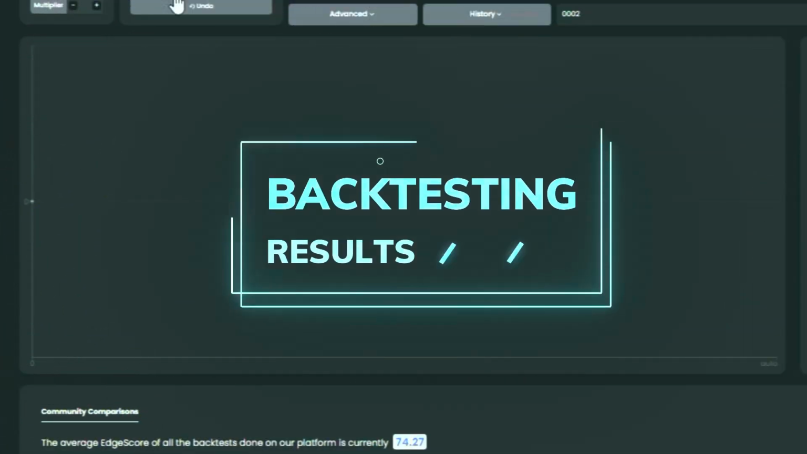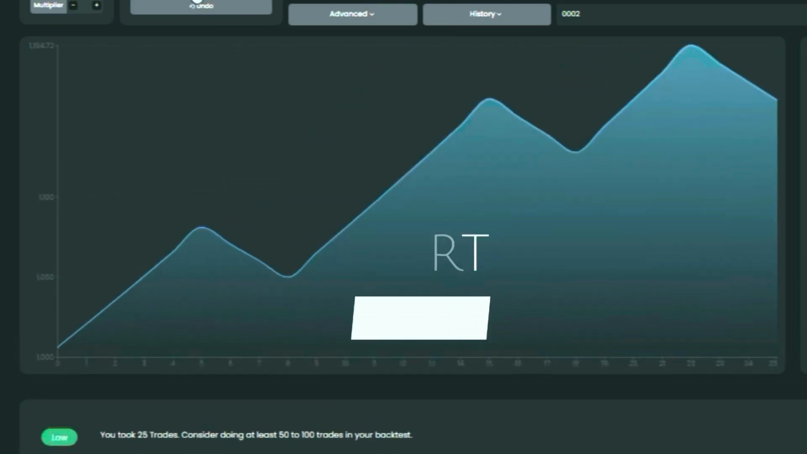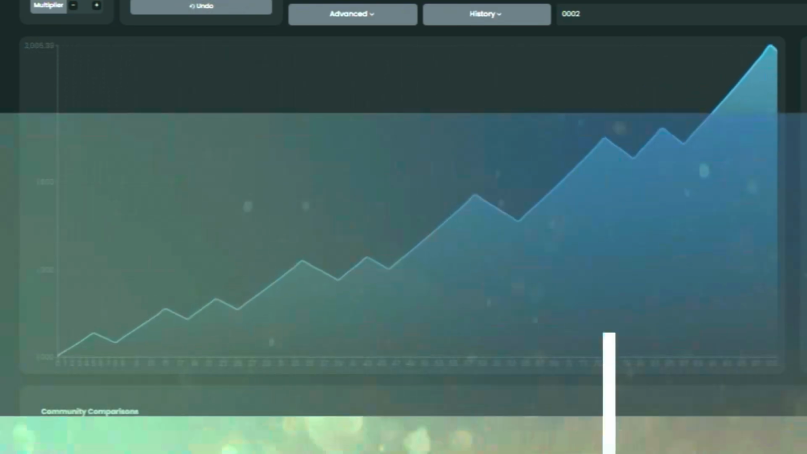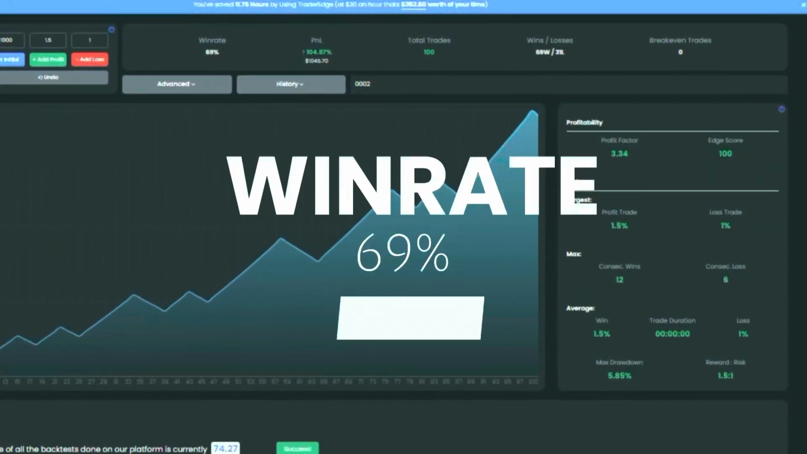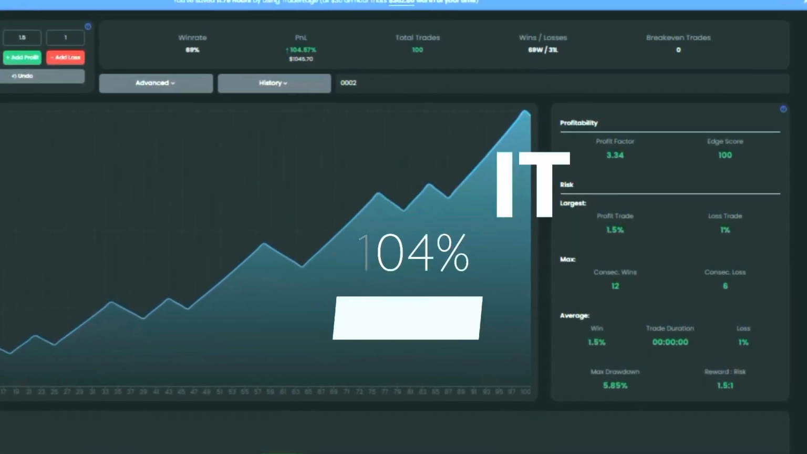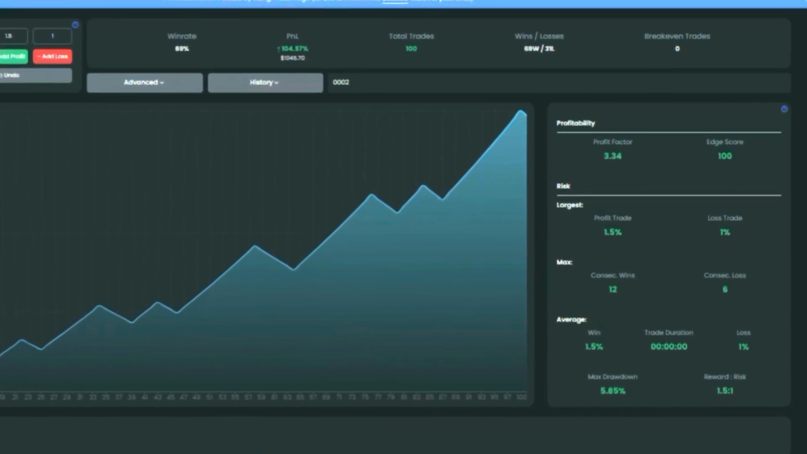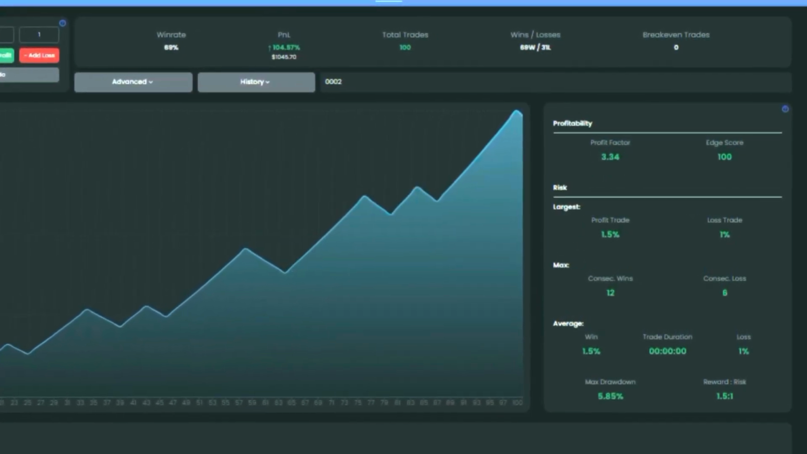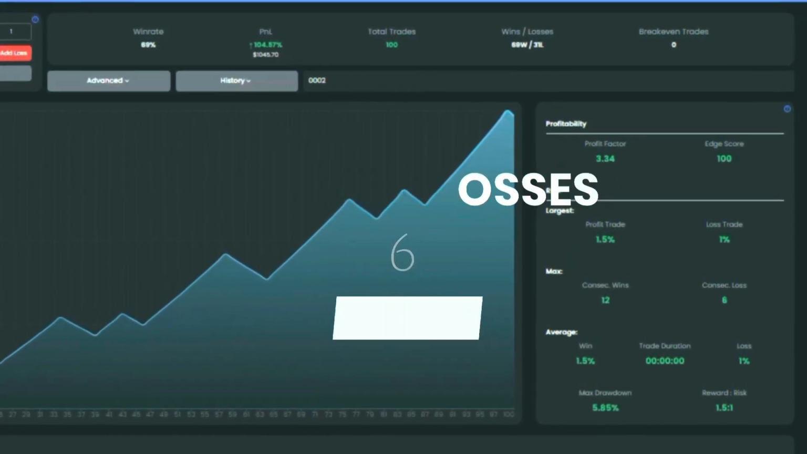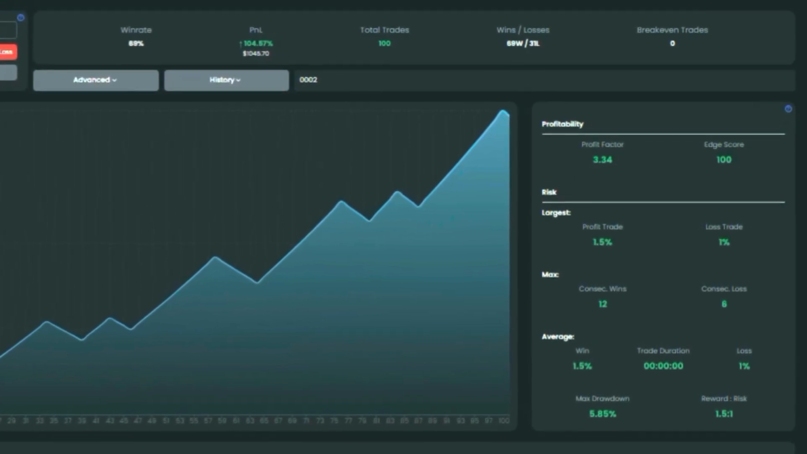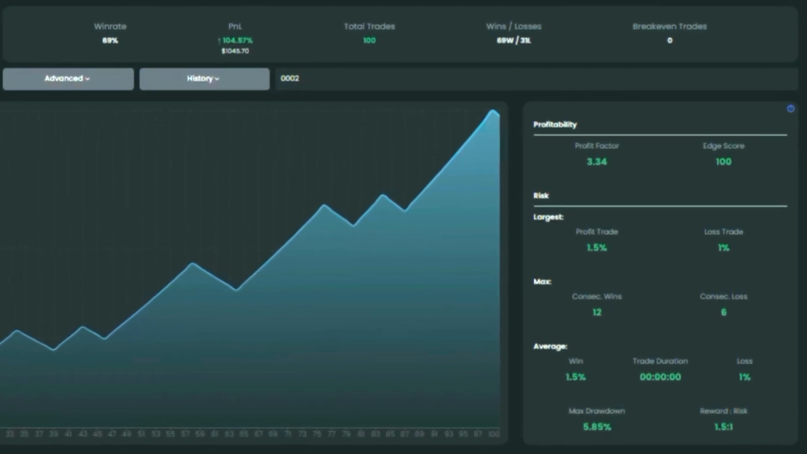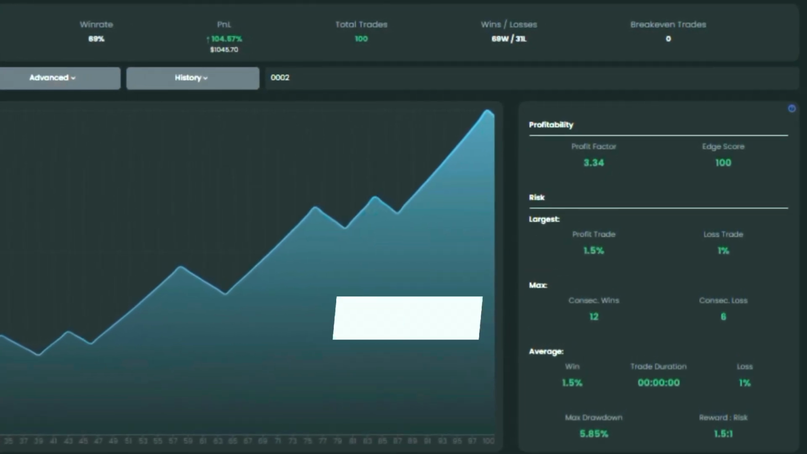Alright, now we put the strategy to the test on the gold chart using a 15-minute time frame with a risk reward ratio of 1 to 1.5, and the results: an outstanding 69% win rate out of 100 trades with a total profit of 104%. To put it into perspective, the strategy ran for 10 weeks. We had an impressive streak of 12 consecutive wins with only 6 consecutive losses. Other mind-blowing stats include a profit factor of 3.35, comparing profit to loss, and a max drawdown of a mere 5.85%.